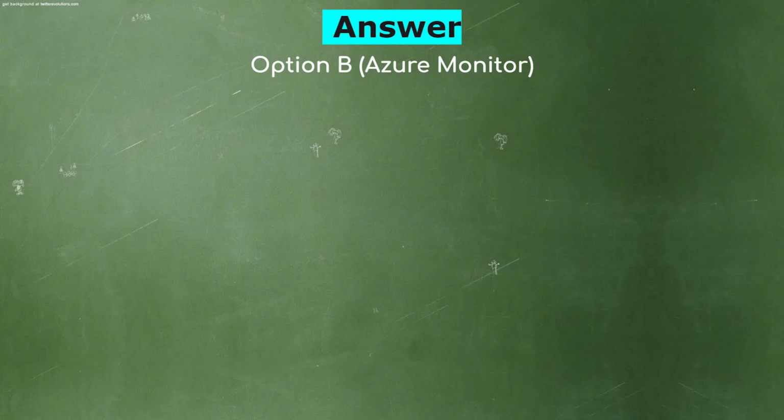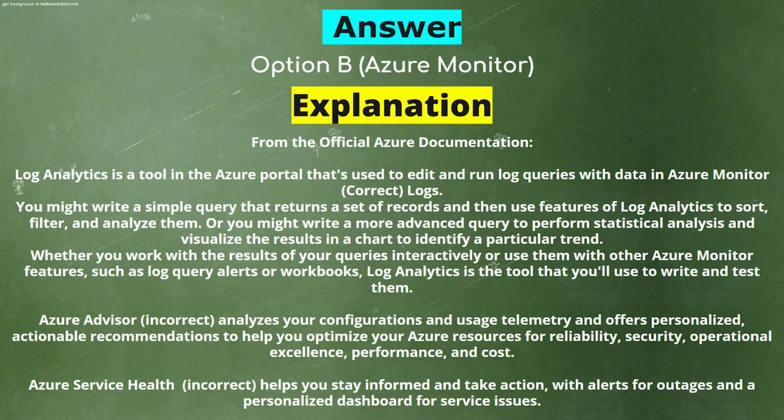Azure Monitor. Explanation. Log Analytics is a tool in the Azure portal that's used to edit and run log queries with data in Azure Monitor logs. You might write a simple query that returns a set of records and then use features of Log Analytics to sort, filter, and analyze them. Or you might write a more advanced query to perform statistical analysis and visualize the results in a chart to identify a particular trend. Whether you work with the results of your queries interactively or use them with other Azure Monitor features, such as log query alerts or workbooks, Log Analytics is the tool that you will use to write and test them.